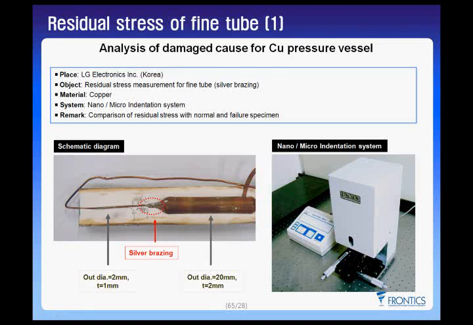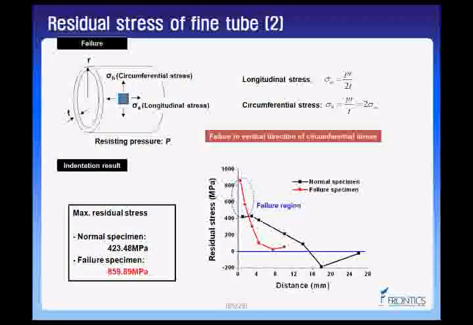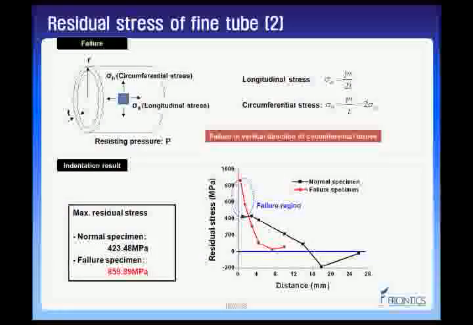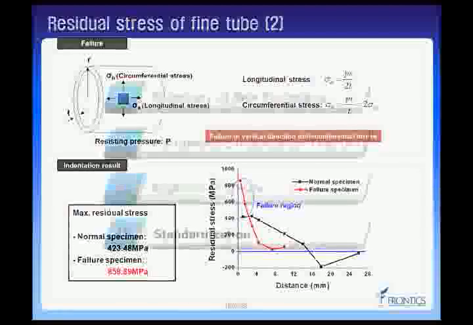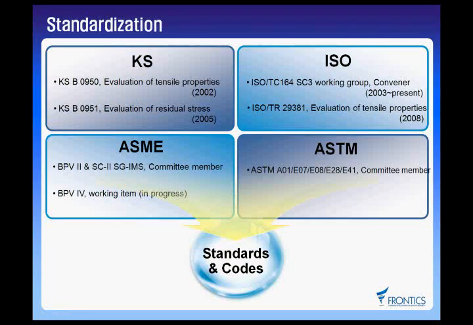Here is another example. For analysis of damage caused to a CU pressure vessel, we used the micro-indentation system. Residual stress for the silver brazing region was measured and compared with normal and failure specimens. As the results show, maximum residual stress of the normal specimen was 423 MPa, but the failure specimen was 860 MPa. Accordingly, higher residual stress induced in the brazing region caused failure.